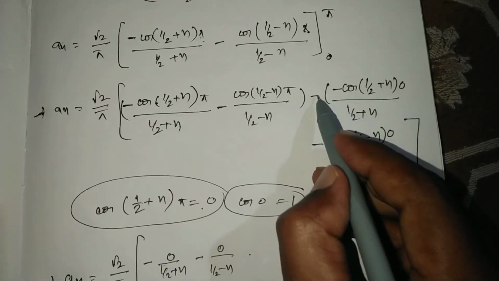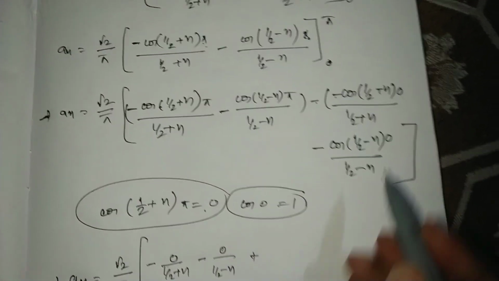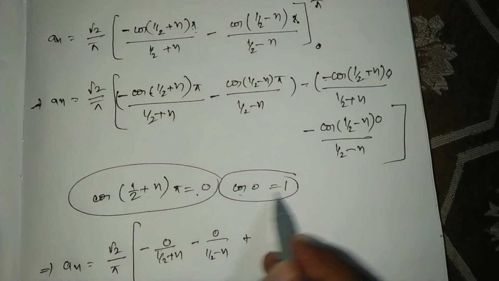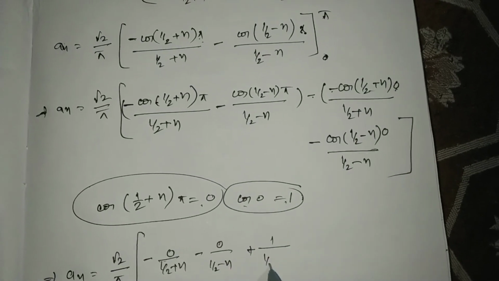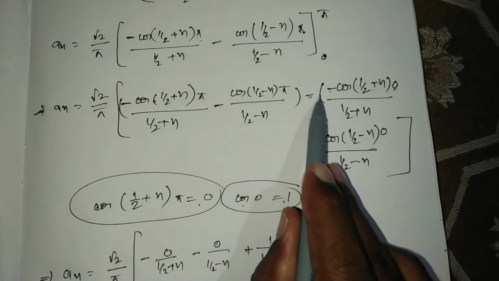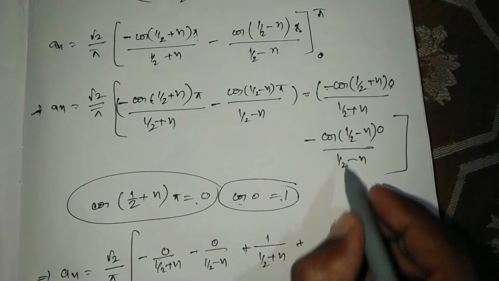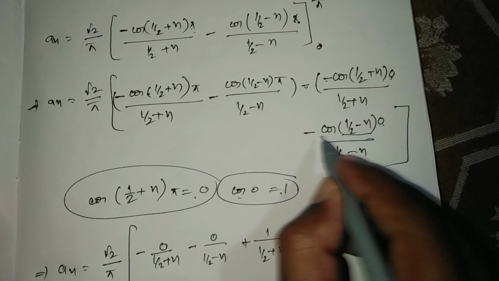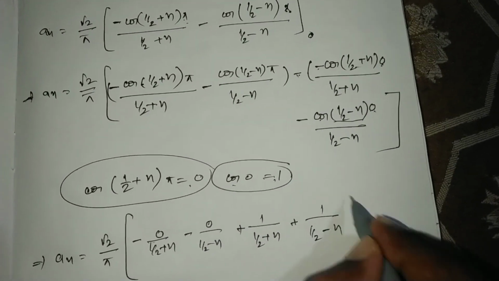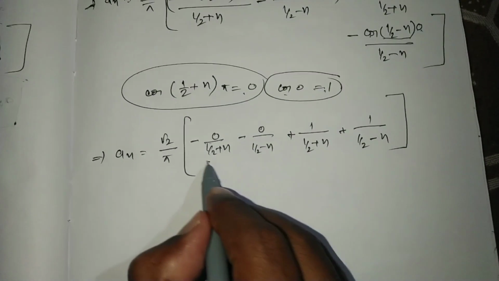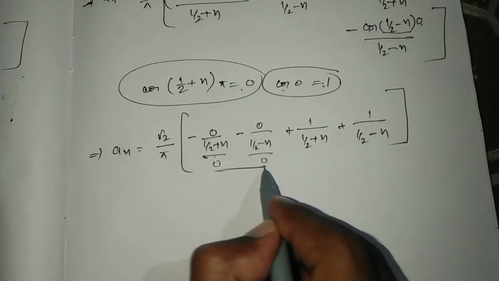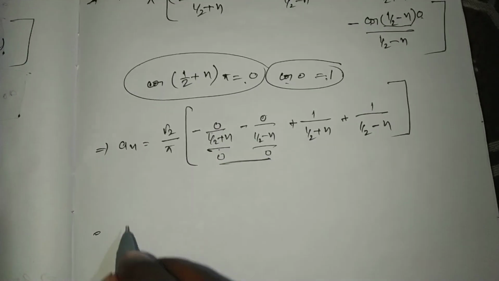Negative into negative is positive, this total is 0, and 0 into this total is 0, so cos 0 is 1, 1 by 1/2 plus n. Again minus into minus is plus, this is also total into 0 is 0, cos 0 value is 1, 1 by 1/2 minus n. So these two are 0, 0 by anything is 0, so we need not write these two values.